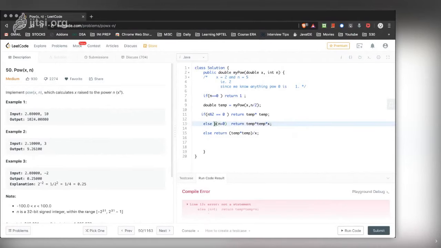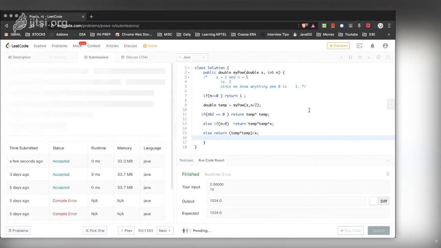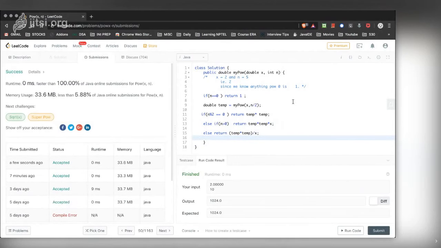Oh, I'm missing an if. Sorry. Always make sure your code is correct, because in an interview we will not get any chance to correct our code. Always practice on a whiteboard or on paper so that we become familiar with coding. So let's submit this code.